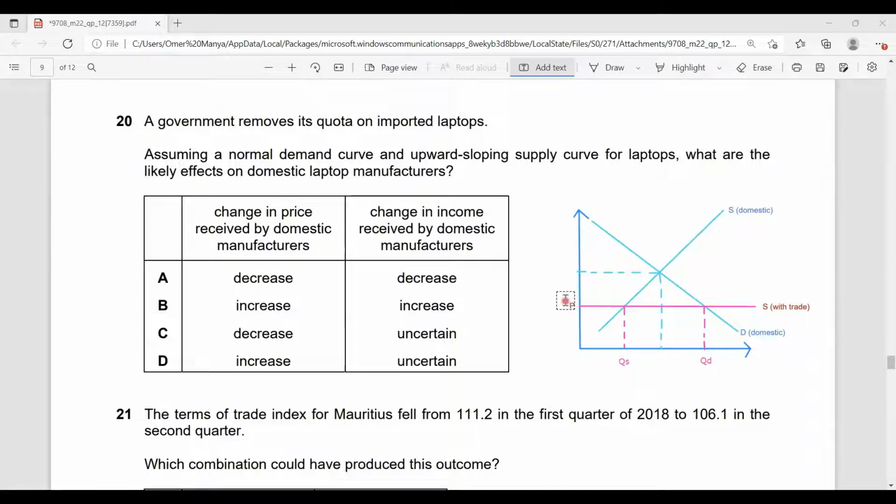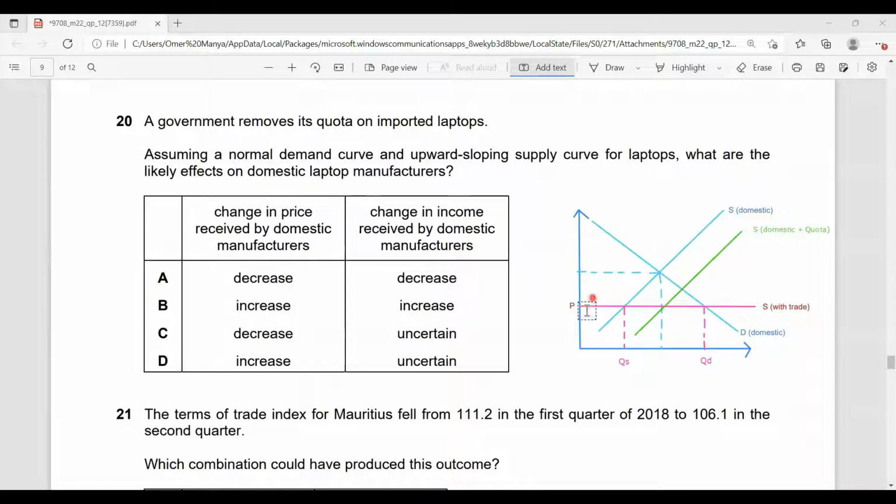But at this lower price, the domestic producers can only accommodate QS supply. That's all that they're willing and able to offer at this lower price. So the difference between QD and QS is then imported. In order to lower the amount of imported goods in the country, the government might impose a quota.